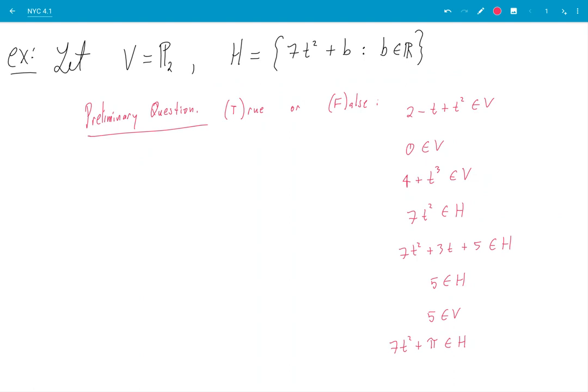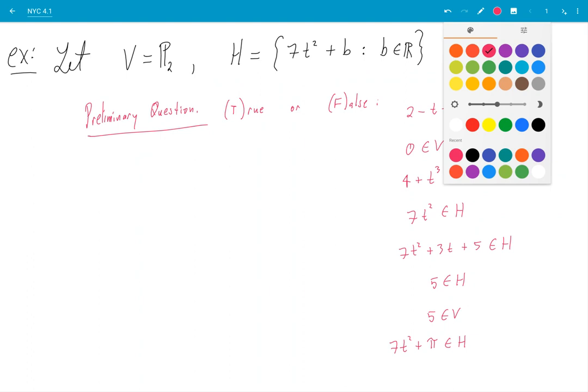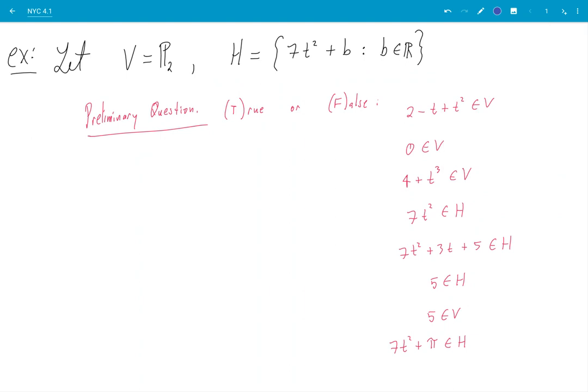Before we get started, let's do a preliminary question to get a firm grip on what these sets are. Okay, if you don't understand what the two sets are, then you are kind of in a dark room with no light switch.